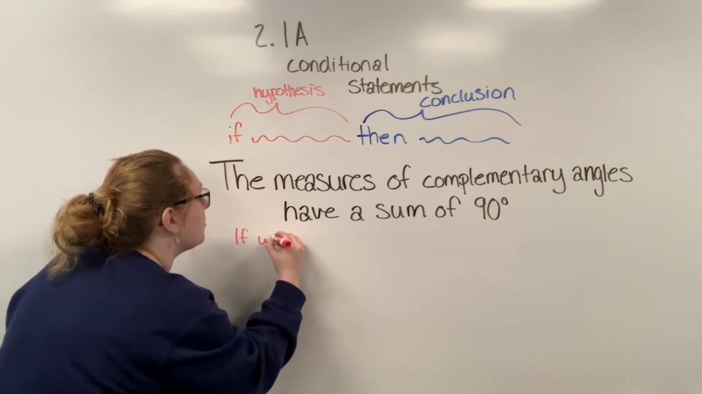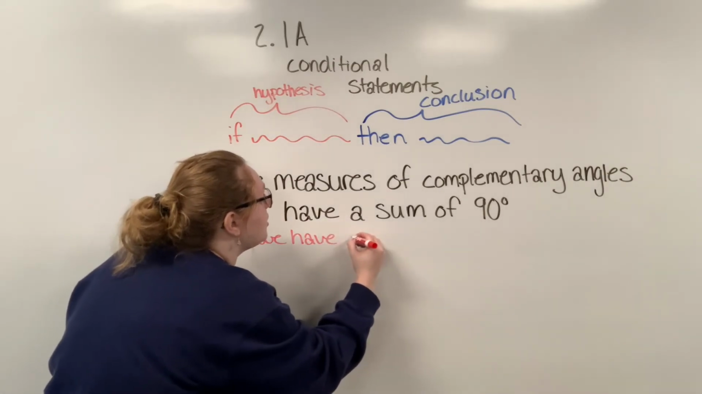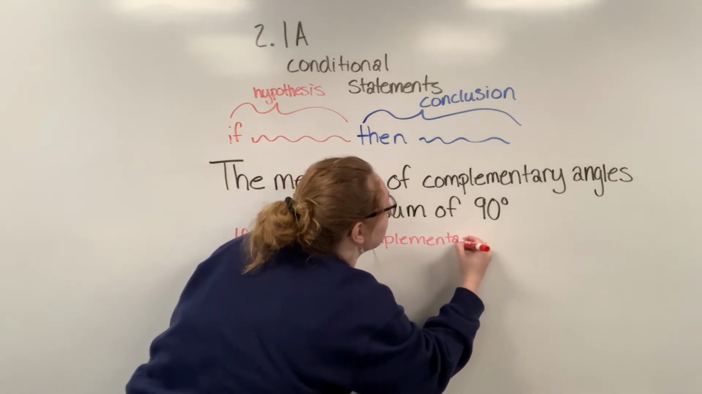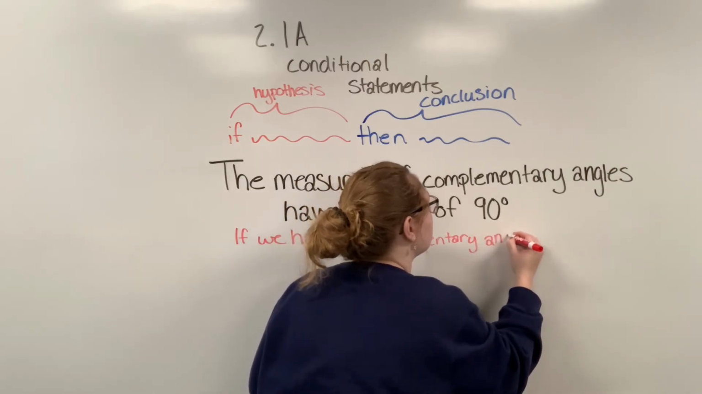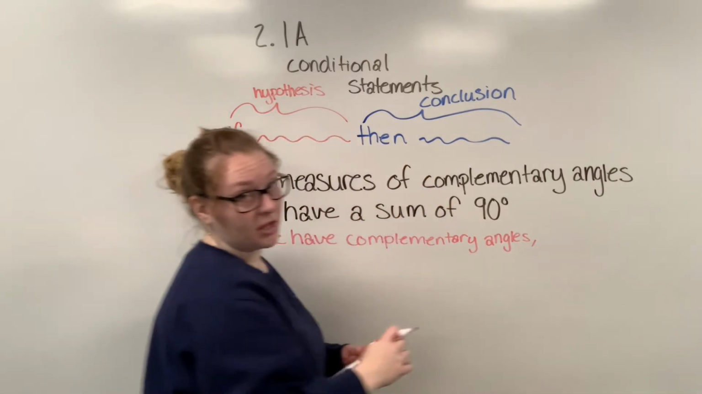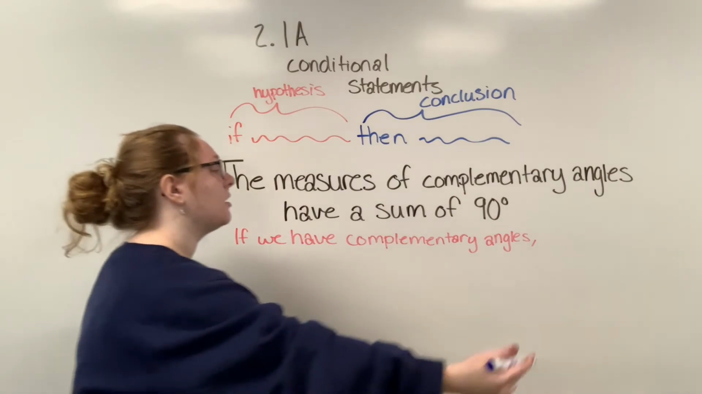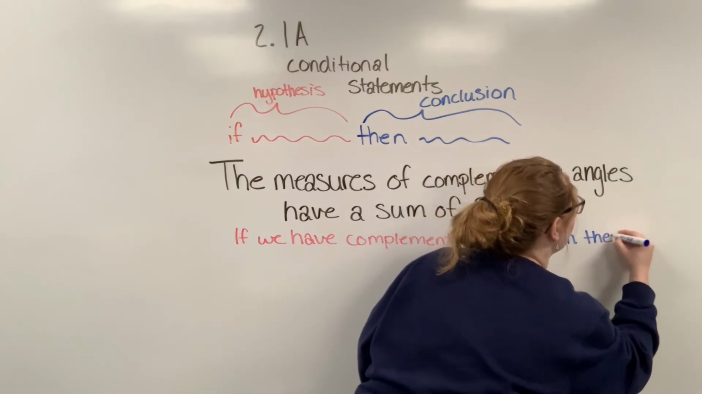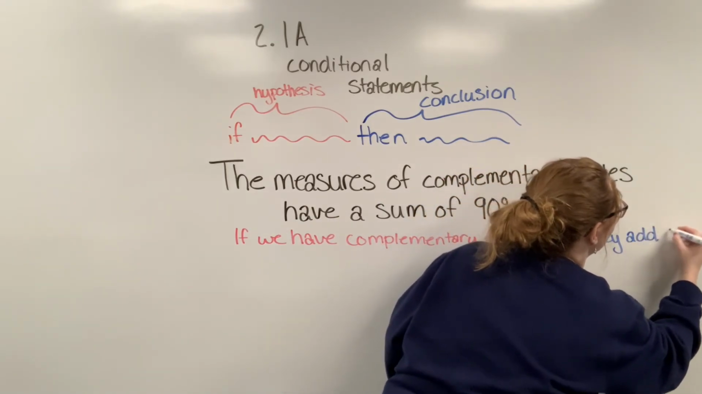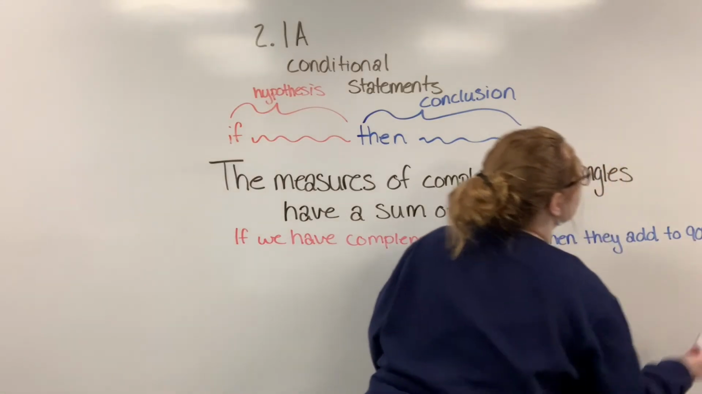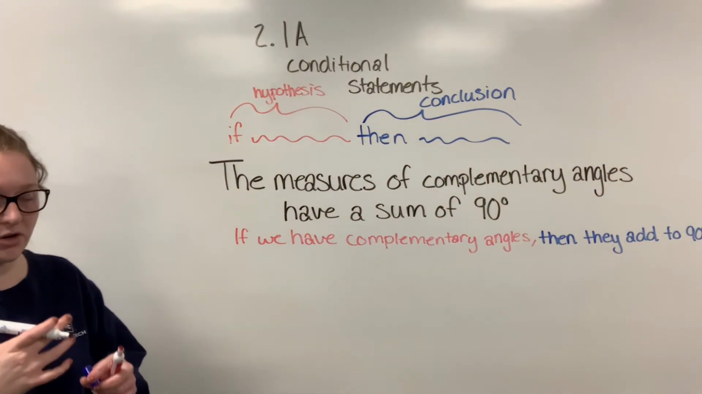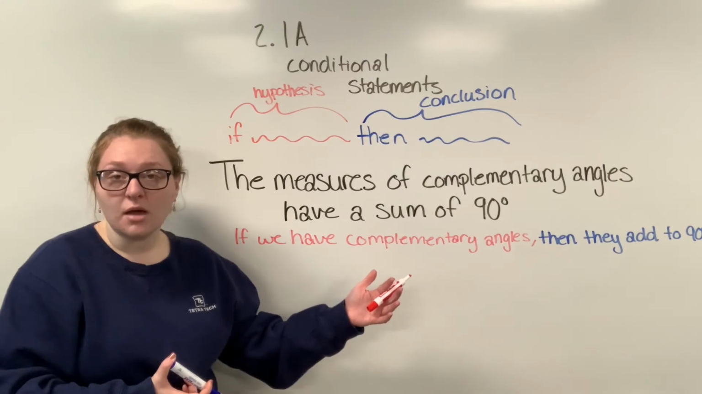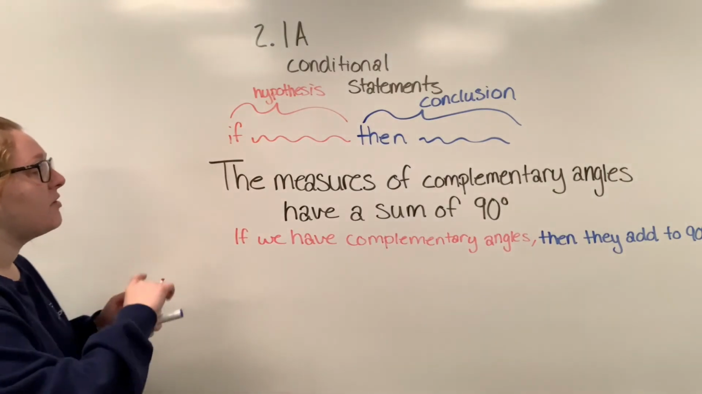If we have complementary angles, comma, then they add to 90 degrees, or then they have a sum of 90 degrees. But if I wanted to use the fact that they add up to 90 degrees or have a sum of 90 degrees as my hypothesis, then it would look like this.